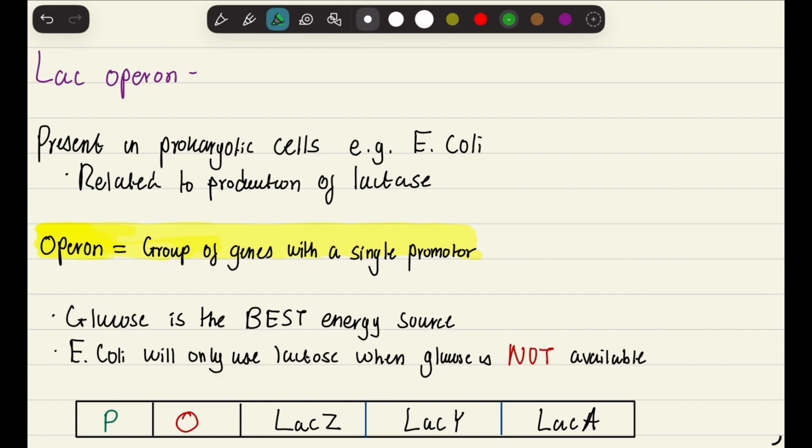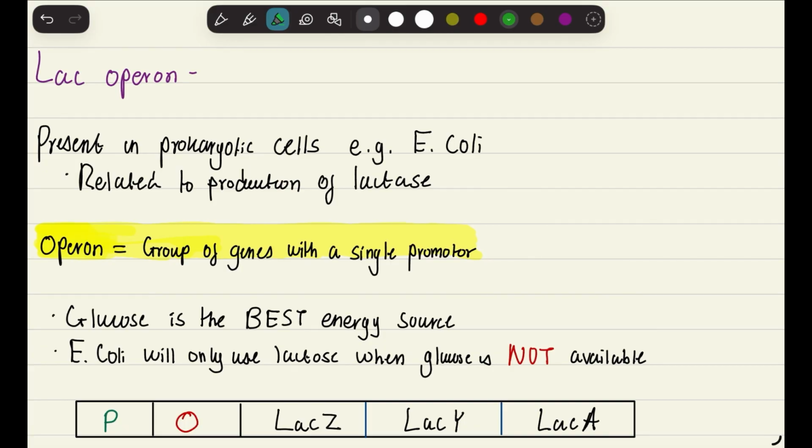So your E. coli, they prefer to use glucose for energy, right? Glucose is the best energy store. But when times get tough, when glucose is looking a bit low, they can also use lactose. So that's why we're going to talk about the Lac Operon. And an operon, if you ever get asked to define it, is a group of genes with a single promoter region.